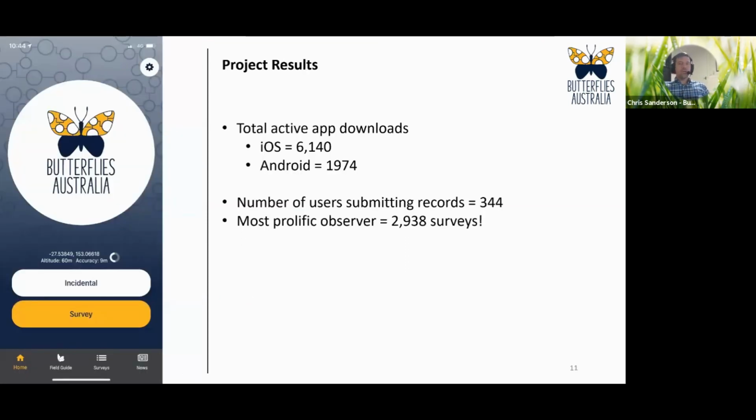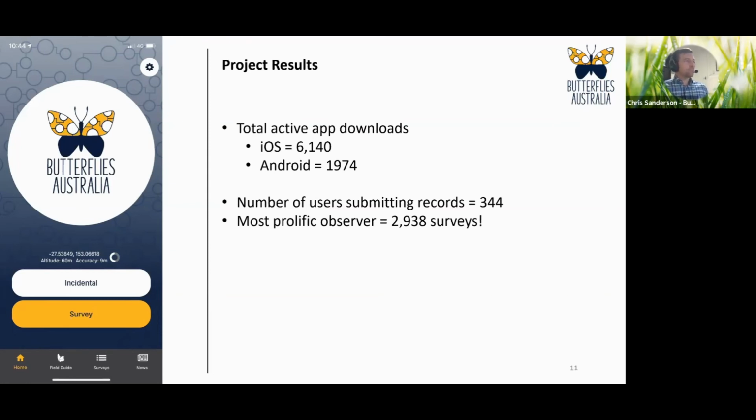So I'll switch now to talk quickly about the results that we've had with the project. These are numbers that I've been given within the last week. We've had 6,140 Apple iPhone downloads and 1,974 Android downloads. Now that's not total downloads, that's active downloads. So that's versions of the app that have been downloaded and are being used and patched actively. So that means we're looking at about 8,000 people have got the app running at this point in time, which is really exciting to me.